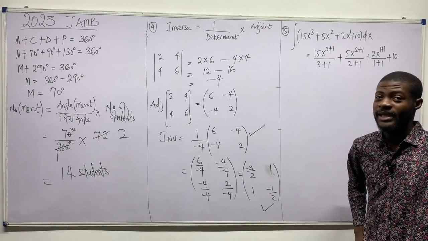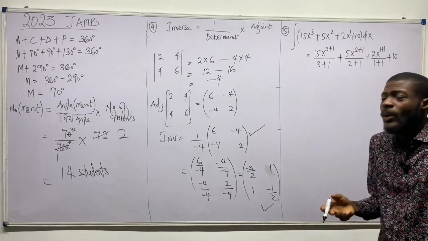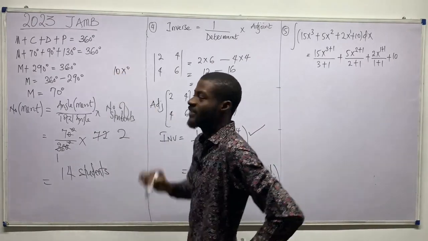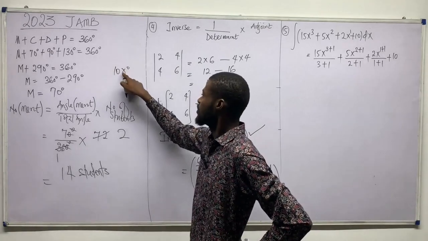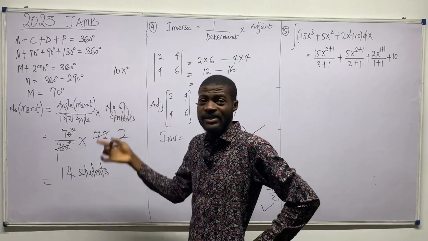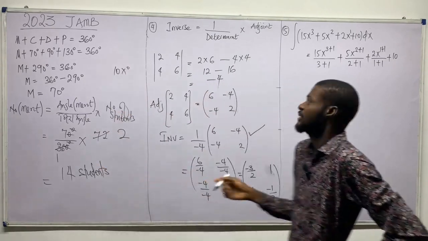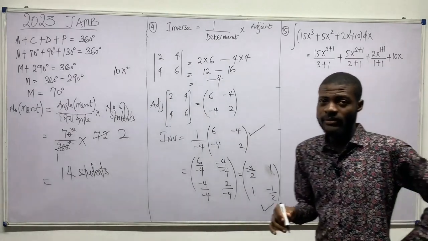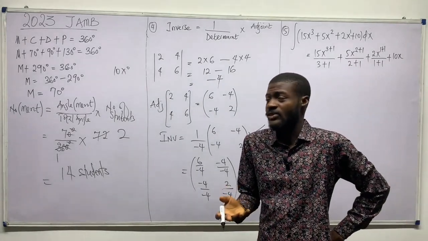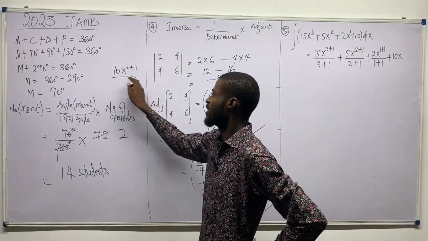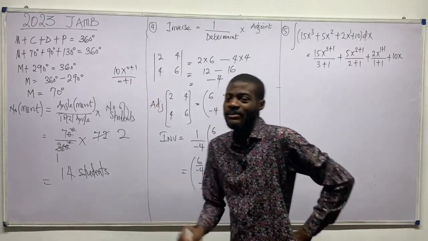The 10 will just become 10x. Now why is it 10x? Do you know that 10 is ideally 10 times x to the power of 0? Because any number to the power of 0 is 1, so x to the power of 0 is 1, and 1 times 10 is still 10. So logically, I can just attach x to it. Some textbooks might just tell you to attach x to it. So it's a choice. Or you can say 0 plus 1 over 0 plus 1 is still the same thing.